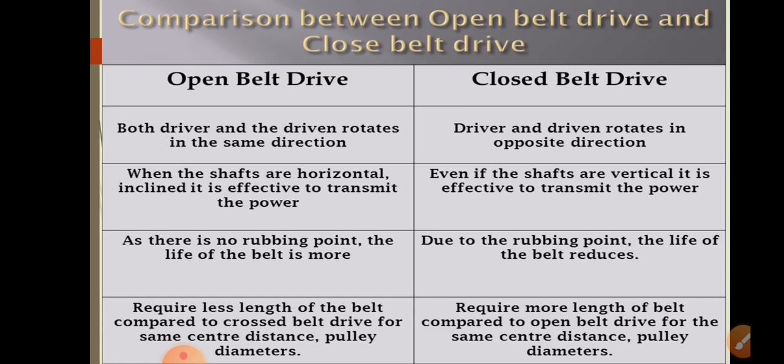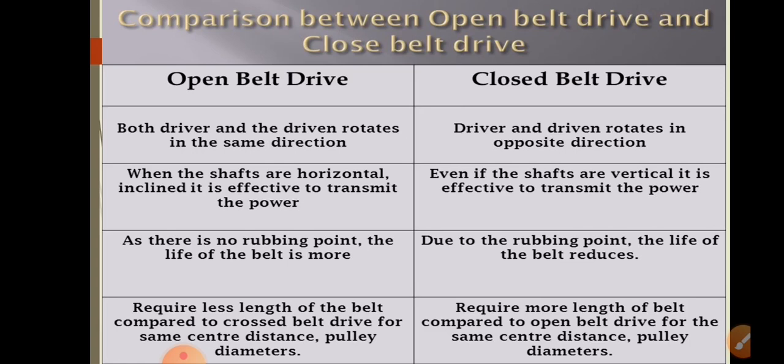Now, they have their own advantages, disadvantages, and comparison, and so on. So, what happens in an open belt drive or open belt system? Both the driver and the driven rotate in the same direction, while in the cross belt drive they rotate in the opposite direction. When the shafts are horizontal or inclined, it is effective to transmit power. Here in closed belt drives, even if the shafts are vertical, you can transmit power.